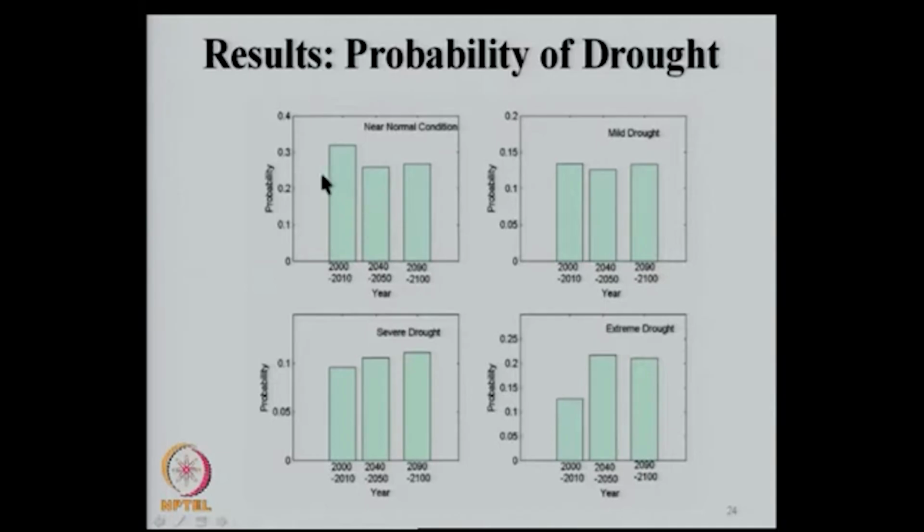So, when you use the normal probability distribution, you get such a picture in this particular case. The near normal condition, the probabilities will be like this, the mild drought, the probabilities will be like this, extreme drought, the probabilities are like this, and so on. So, these are obtained from the assumption of normal distribution for the various time periods. So, this is 2000 to 2010, 2040 to 50, 2090 to 2100 and so on. So, like this different time periods you use and estimate the probabilities associated with the mild drought, extreme droughts, severe drought and so on.